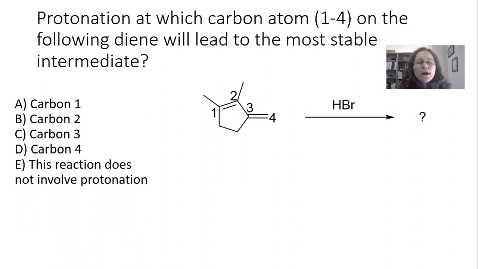All right. We can also think ahead a little bit and consider that our intermediate that is going to form will be more stable if there's resonance. So resonance stabilization is going to make for the most stable intermediates. So we can also cross off carbons 2 and 3 because if we protonate at site 2, we make an isolated carbocation with no resonance. And if we protonated at position 3, we would again make an isolated carbocation with no resonance. So right off the bat, we're down to carbon 1 or carbon 4 as our choices.